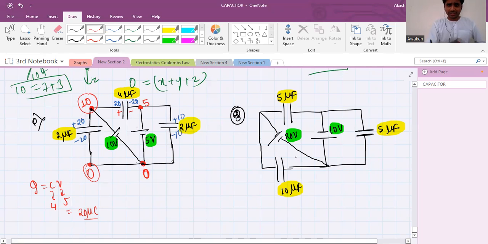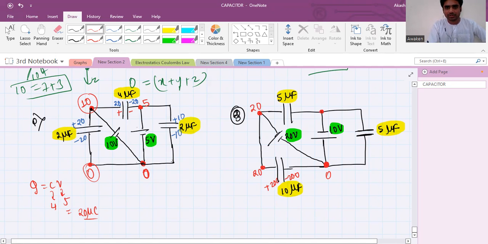So, what is the charge on the 10 microcoulomb? So we have taken that point as 0. What is the charge on it? Left one is 200 CV and right one minus 200. Plus 200 and minus 200. Yes sir.